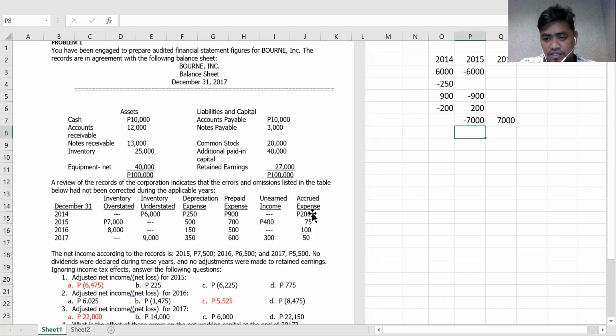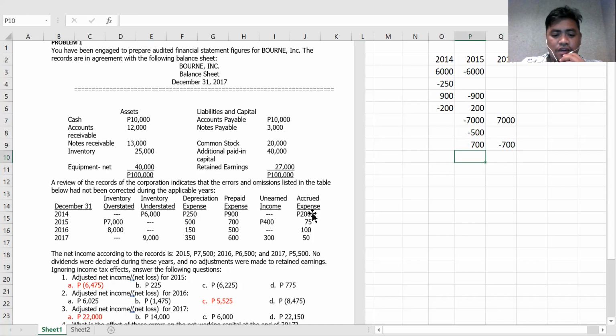Next, depreciation. This is non-counterbalancing. You did not record depreciation for 500 pesos. And for prepaid insurance, same as before: you did not record the prepaid, meaning you expensed everything and did not record the prepaid portion of the expense. So that would be 700. Of course, it has an effect on the 2016 and 2017 net income, 700.